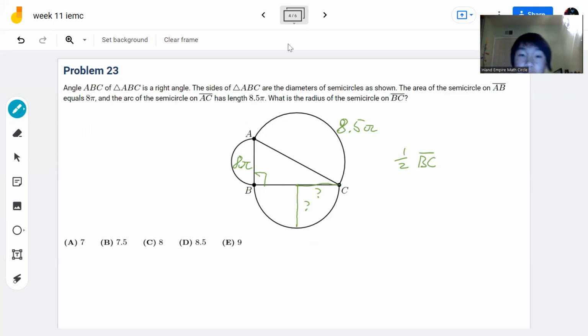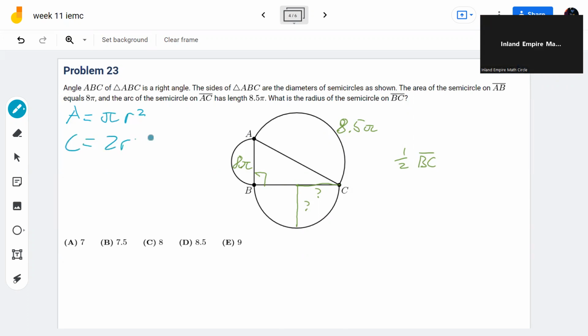Anyone have an idea? I'll write down the area and circumference formulas again in case you guys need it. So area is pi times the radius squared. Circumference is 2 times r times pi. All right, anyone have an idea? Remember, we're working for finding AB first. So, yep. Just split it up into little parts and seemingly big problems become much, much easier.